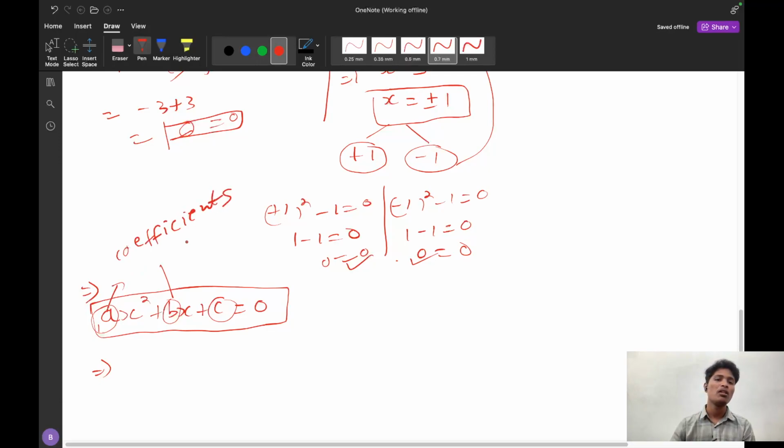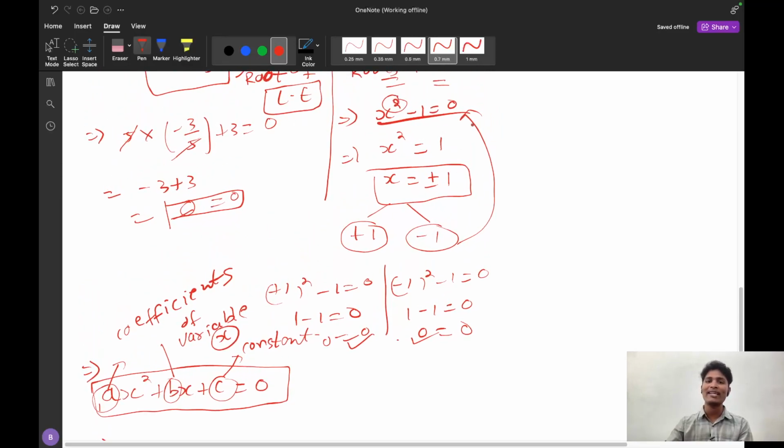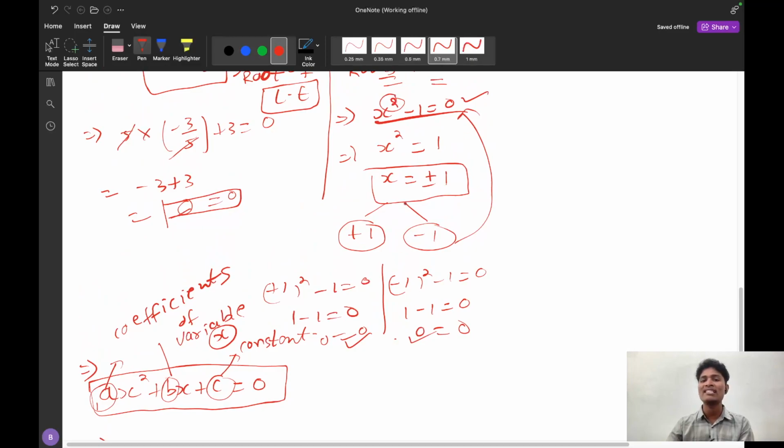A and b are the coefficients of the variable x. And what is c? C is a constant. Here a and b are also constants, but those are the coefficients of x square and x. But c is a single independent term which is called the constant. Now we have to find the values. If there is a direct expression like x square minus 1 equal to 0, you can easily equate to 1 and find the values of x.